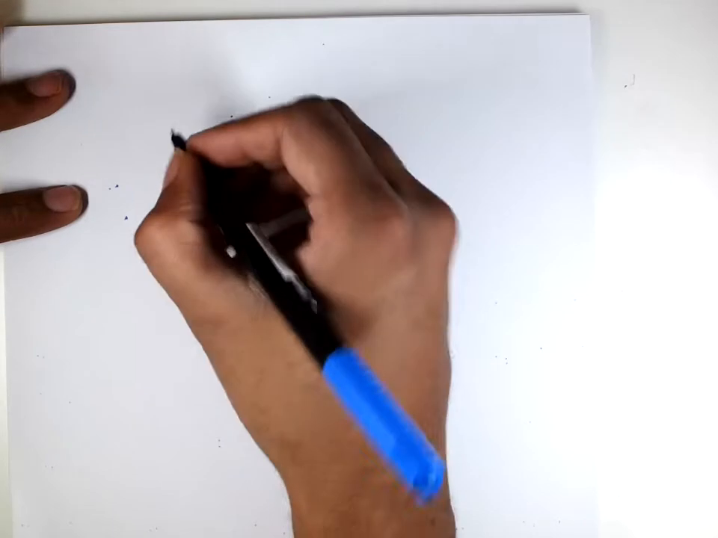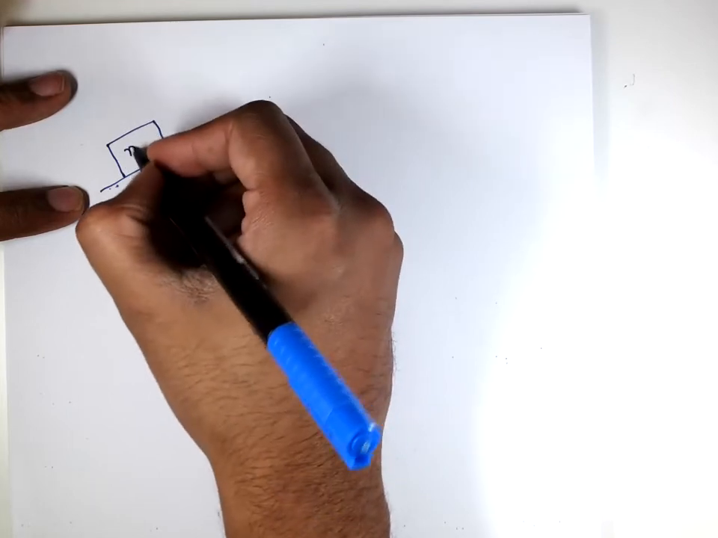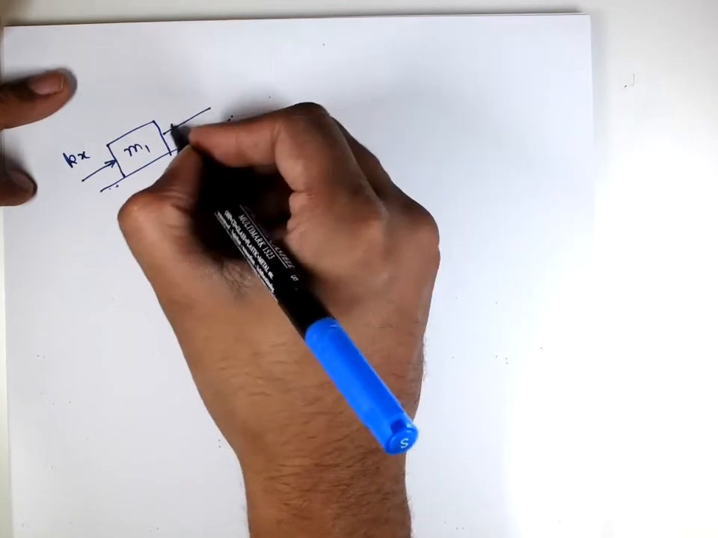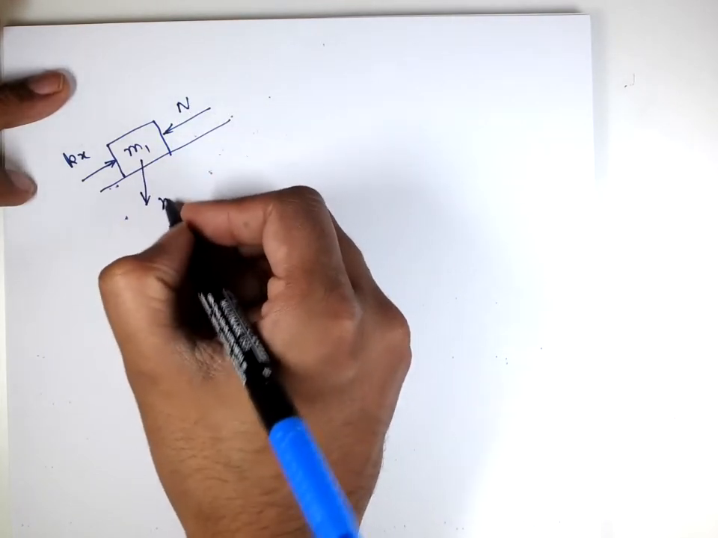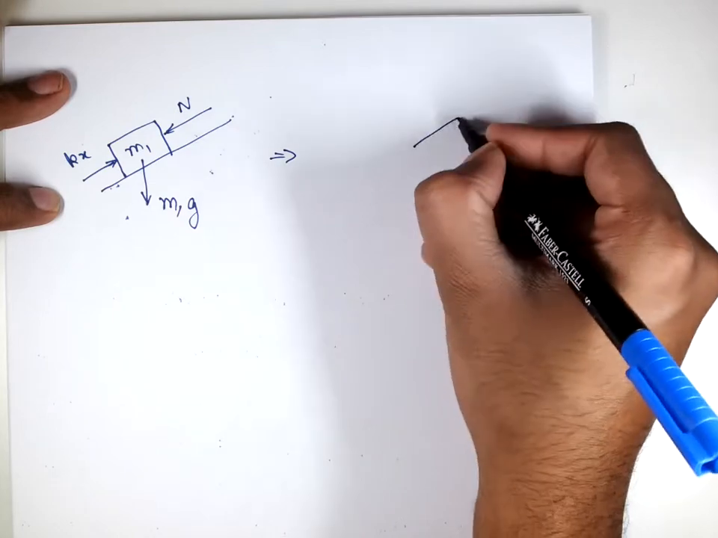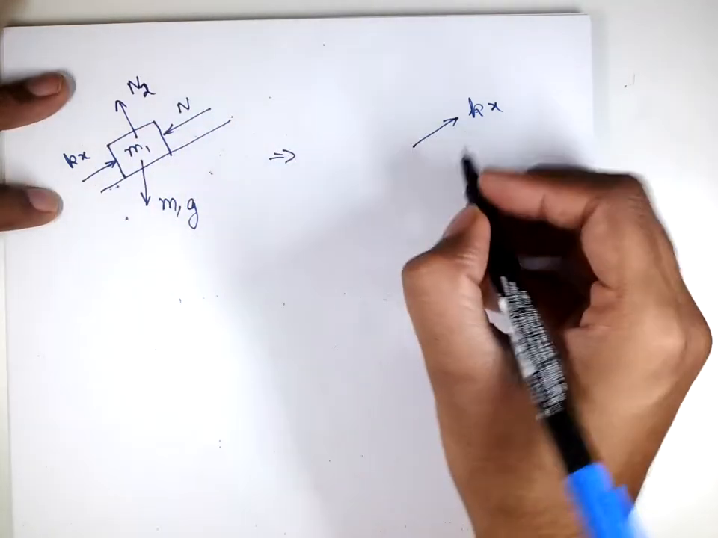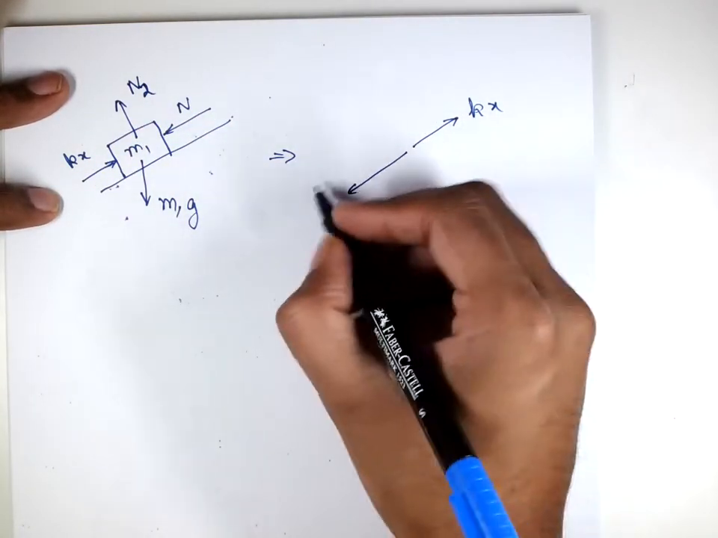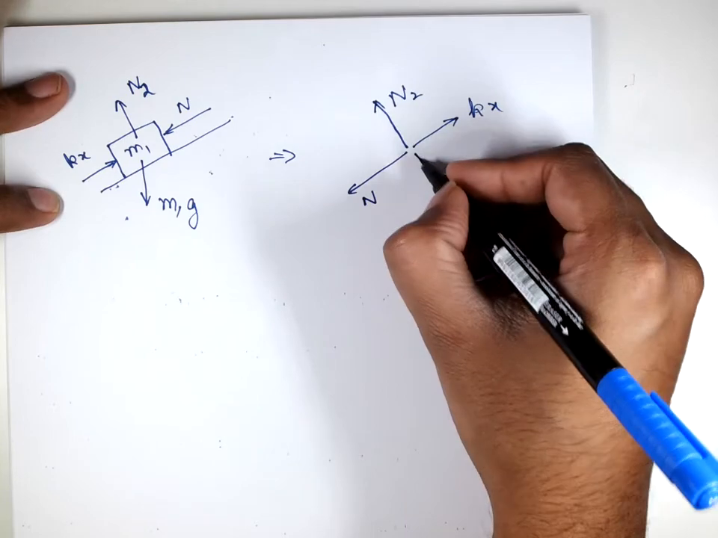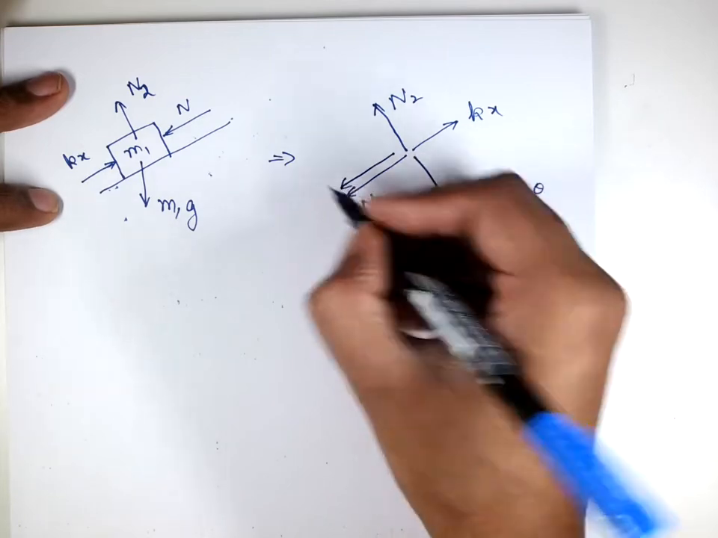See, basically when we draw the FBD of both the blocks separately, we see that if we pick up the block m1, we'll feel a force of kx in this direction, then a force of normal reaction in this direction, and a force of m1 g in the downward direction. Now if I resolve this into various components, we'll feel a kx in this direction, then N1, N2 in this direction, m1 g cos theta in this direction, and an m1 g sin theta in this direction.